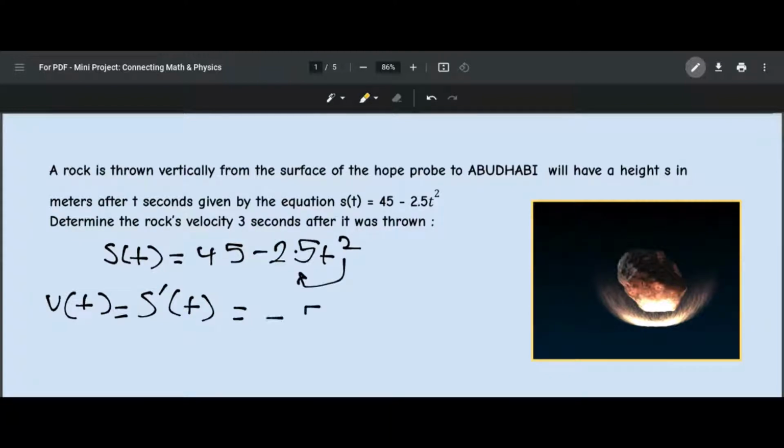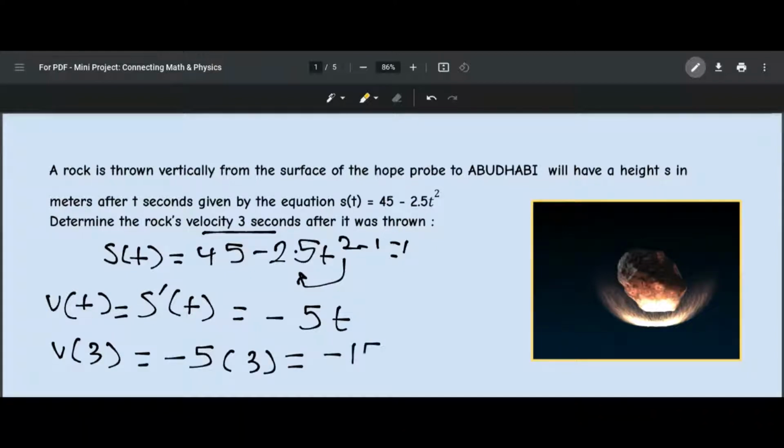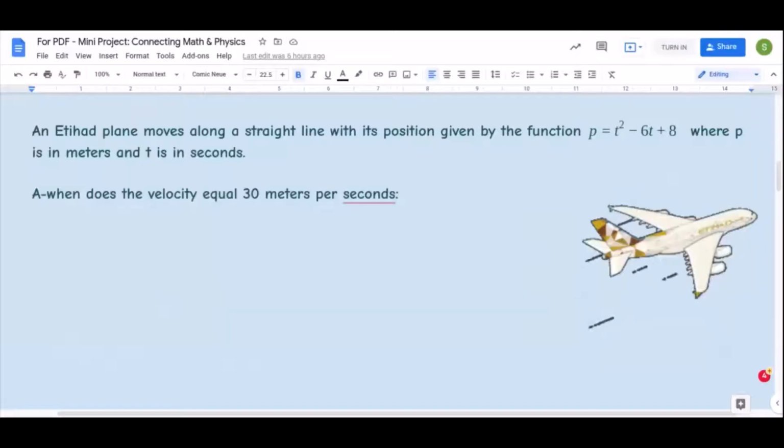So it will be negative 5. And to find the power, you will just subtract 1. So 2 minus 1 equals 1, and we don't have to write it. And then we want to find the velocity at 3 seconds. So we will change t to 3. So v of 3 equals negative 5 times 3, which equals negative 15 meters per second.